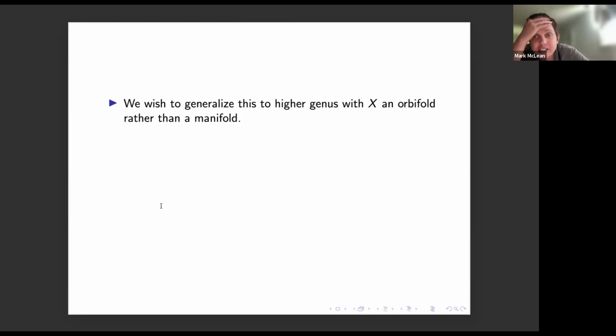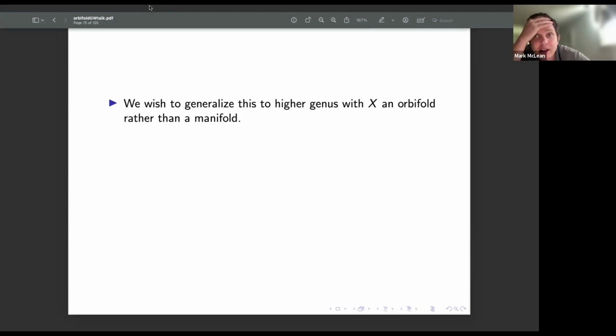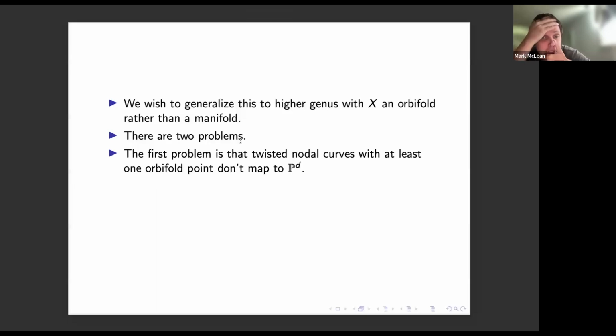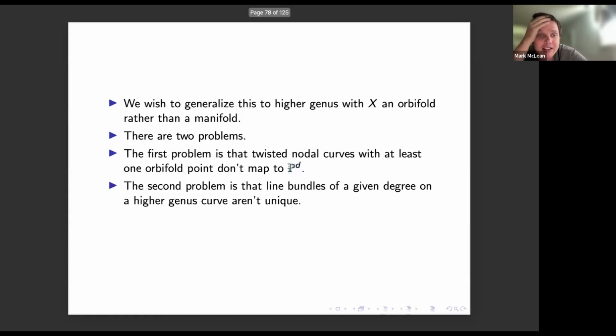So what I want to do is explain how to do this for orbifolds. And I don't know how much time I'll have to explain all of this, because again, there's a lot of notation. But there are two problems. The first is twisted nodal curves don't map to PD. Remember, you want this map of stabilizers to be injective. PD has no stabilizers, it's not an orbifold. So I'll address this problem, and the second problem, if we have time, I'll explain how to deal with, is line bundles.